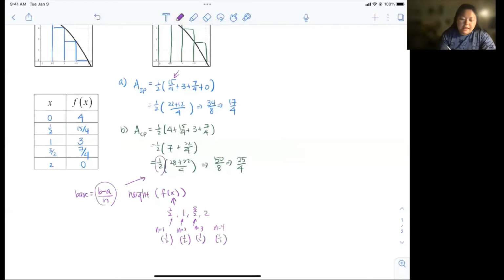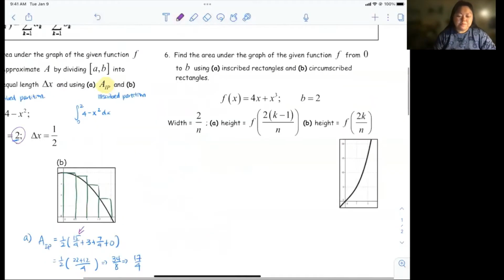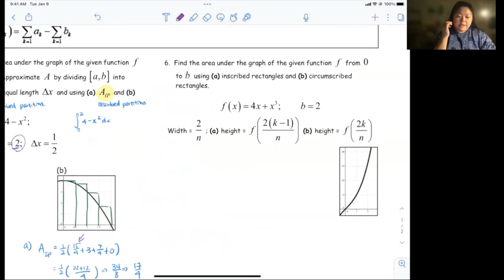So the n is helping me move along the x-axis, move along the t-table to get the next y value. The exact x value I'm plugging in comes from my width, my base, right? So depending on my base, I know how to move on to the next number, okay? So keep that in mind, because then the next one tells me something else, right?